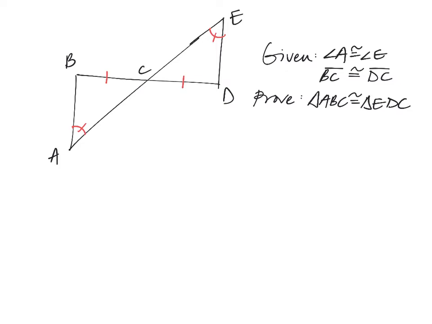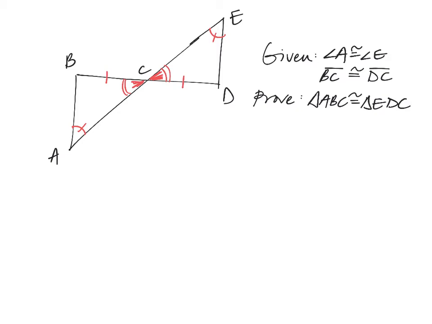Now, in order to prove triangles congruent, I need 3 pieces of information. And right now, I only have 2 pairs of congruent pieces. So I'm thinking back to the other things that we've learned, and I recognize that I have a pair of vertical angles right here. And so I'm going to be able to say that those are congruent by the vertical angles theorem, or the fact that all vertical angles are congruent. So now I have a plan.